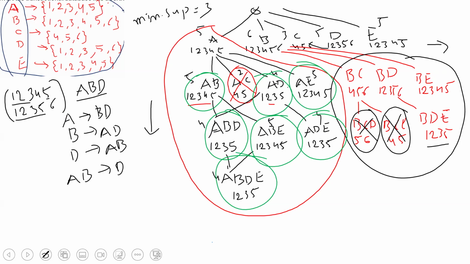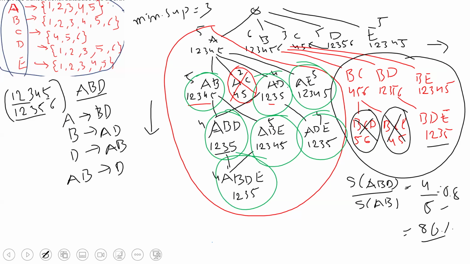Now, how do you calculate the confidence of this? Confidence would be nothing but support of ABD divided by support of AB. What is the support of ABD? It's 4, right? The cardinality of ABD, divided by AB, which is 5. 4 by 5 is 80 percent. So if I set the threshold as 60 percent confidence, this is more than that, so this is a valid association rule.